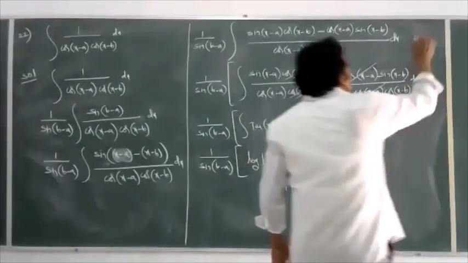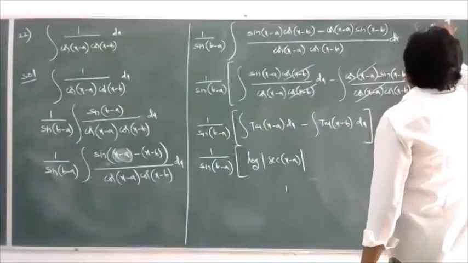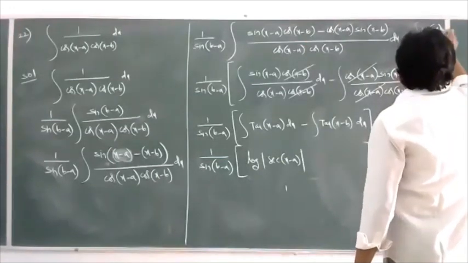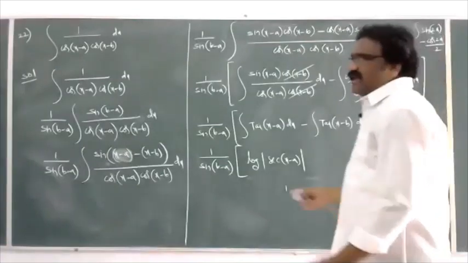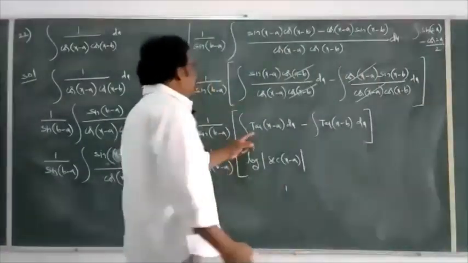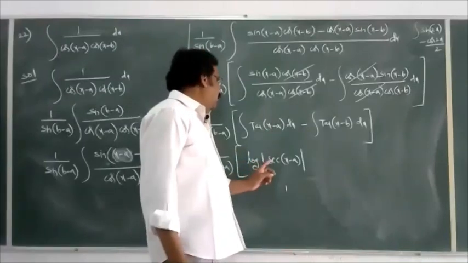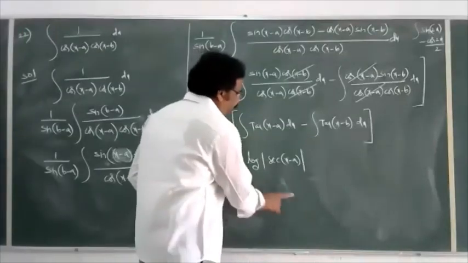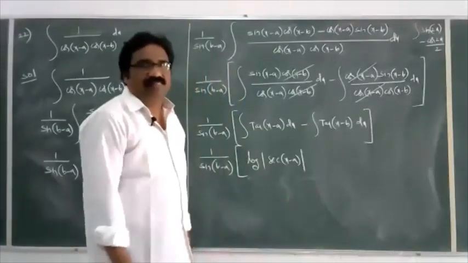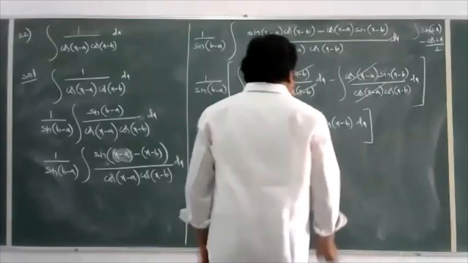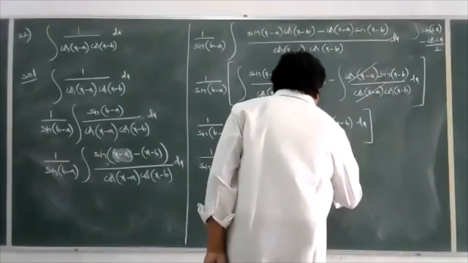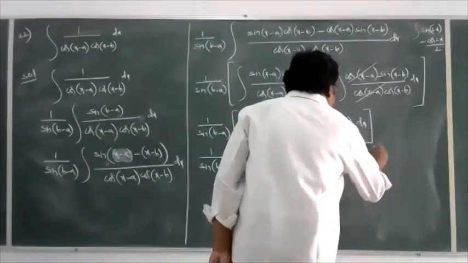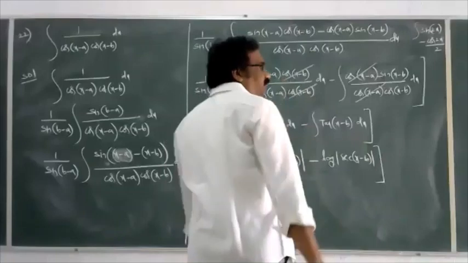For example, integration of sin 2x, which I discussed yesterday, is minus cos 2x by 2, where 2 is the derivative of 2x. Like that here also, the integration of tan of (x minus a) is log mod secant of (x minus a) by the derivative of x minus a, which is 1, minus the integration of tan of (x minus b), log mod secant of (x minus b) by 1, plus c.